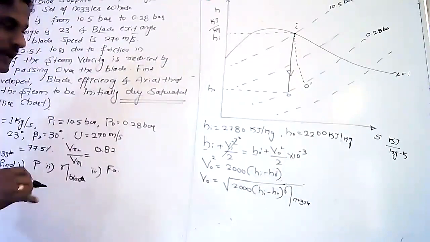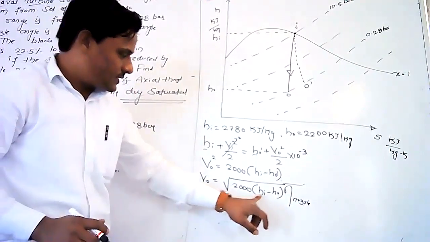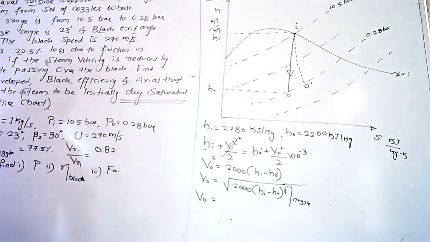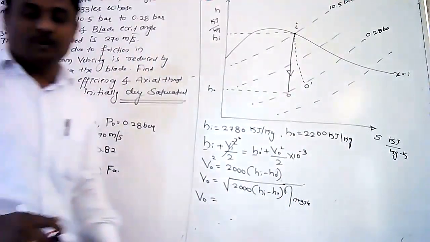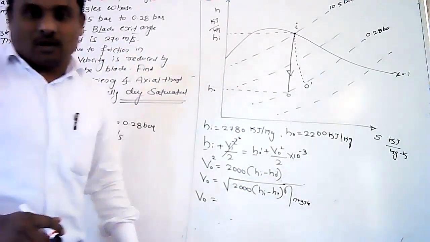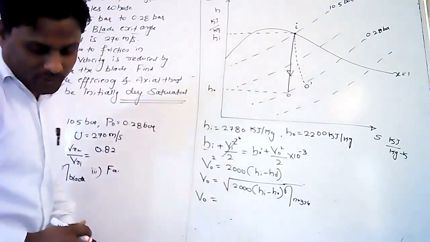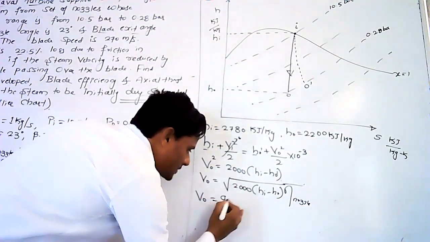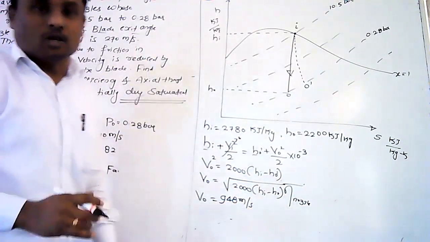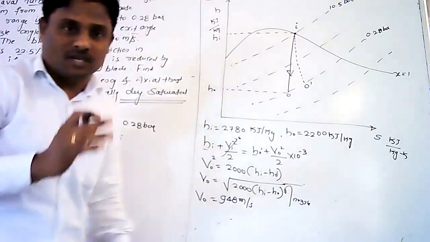Now substitute all the values to get the value of V naught. 2000 as it is, Hi is given, H naught is known, and the nozzle efficiency is 77.5%, that is 0.775. Upon substitution and solving, we get V naught equals 948 meters per second. So this is the exit velocity of the steam from the nozzle.